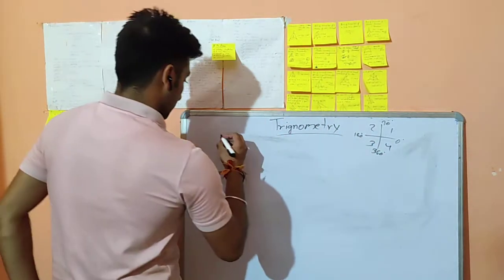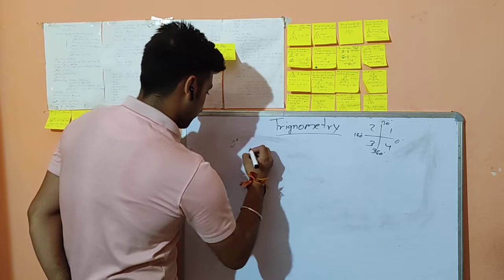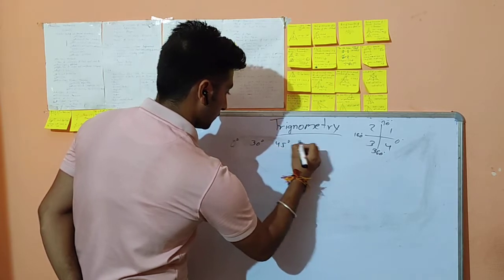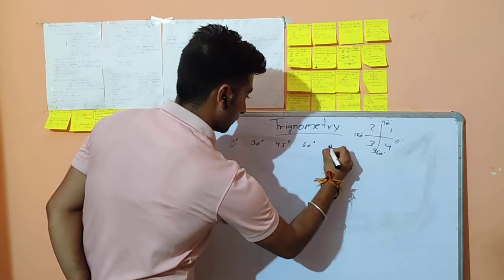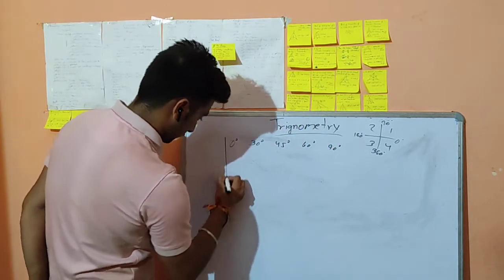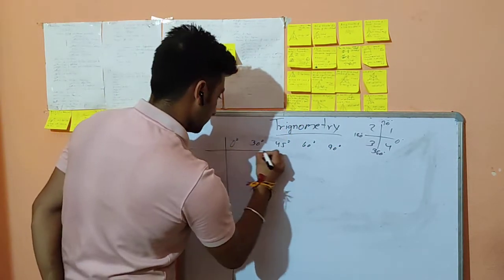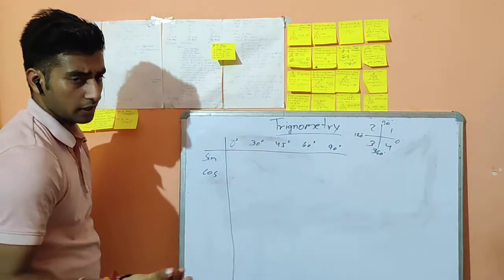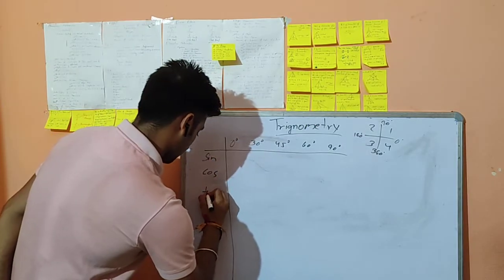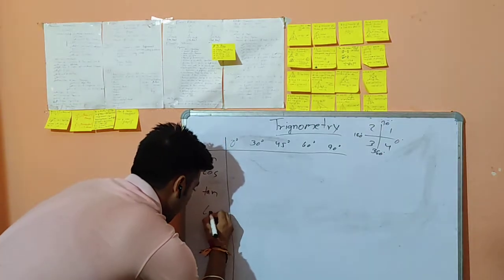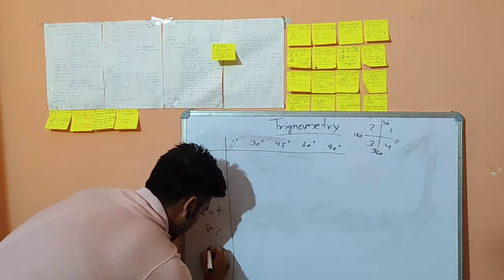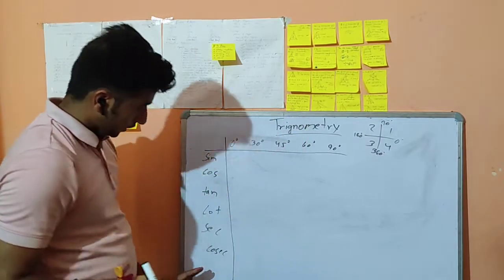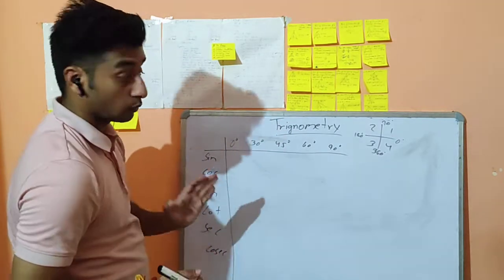So coming to the point, I'll write some angles: 0 degree, 30 degree, 45 degree, 60 degree and 90 degree. Put a line over here as well. Sine, cos, cosine we can write cos. Similarly tan, cot, sec, cosec. Now, these trigonometric ratios have different values at these angles. So what are these values?